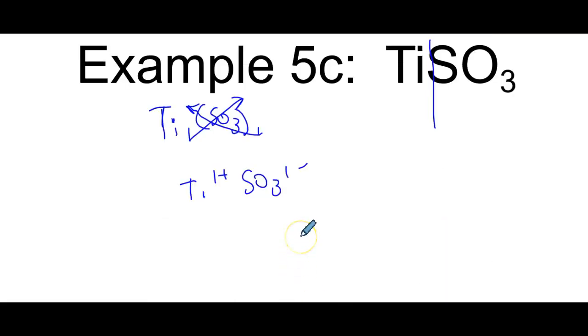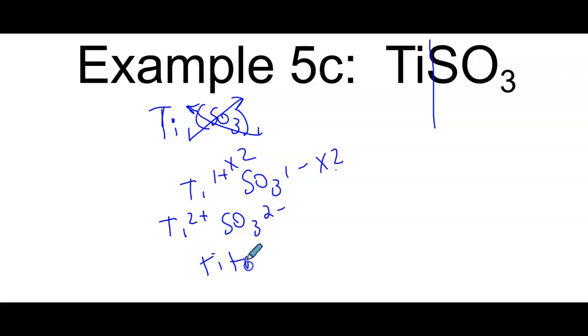So then we're going to multiply by 2 to get it to a -2. Whatever I multiply the negative by, I got to multiply the positive by. So this is Ti2 plus and SO3 2 minus: titanium, Roman numeral 2, sulfite.